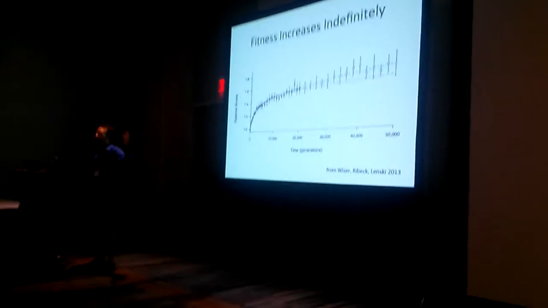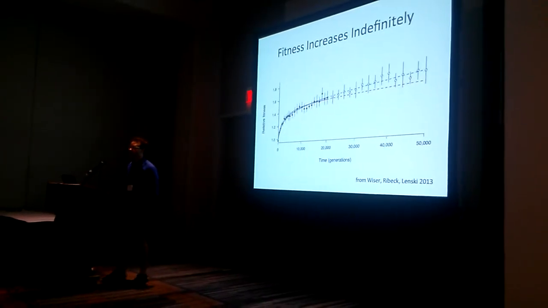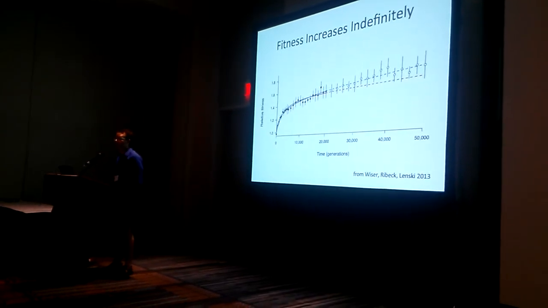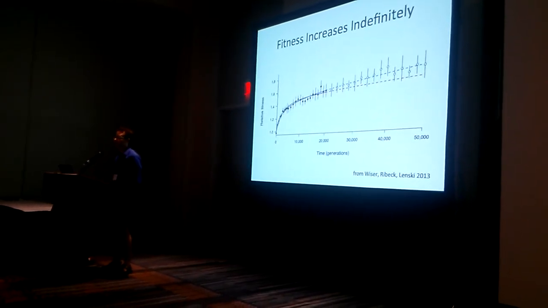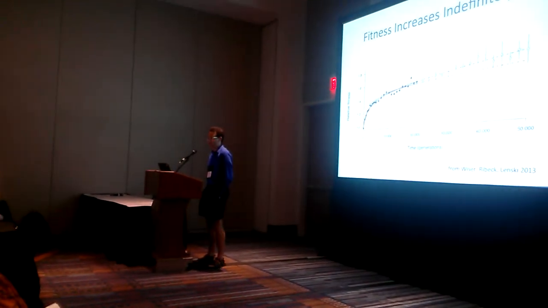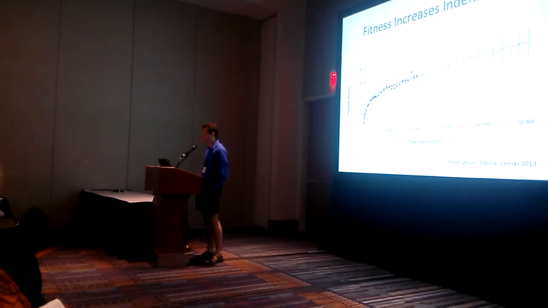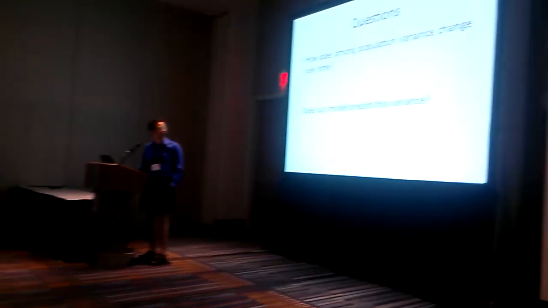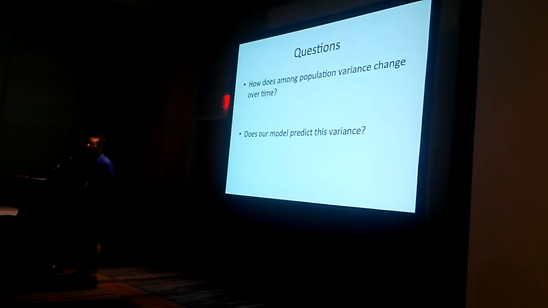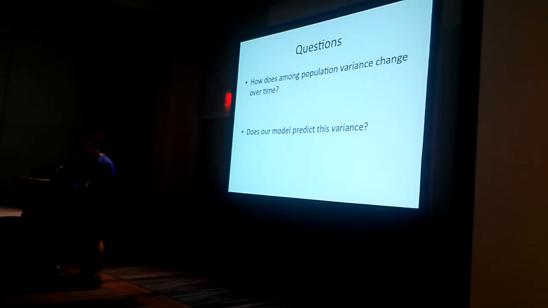Within this paper, Noah Ribeck, a postdoc in Rich's lab and my collaborator on this work, ended up deriving a dynamical model, trying to figure out how fitness should change using more population genetics parameters such as population size, effective mutation rate, distribution of beneficial fitness effects, and the strength of diminishing returns epistasis. So now we're interested in looking to see how the among population variance changes over time, and whether our model can actually predict these changes in variance.